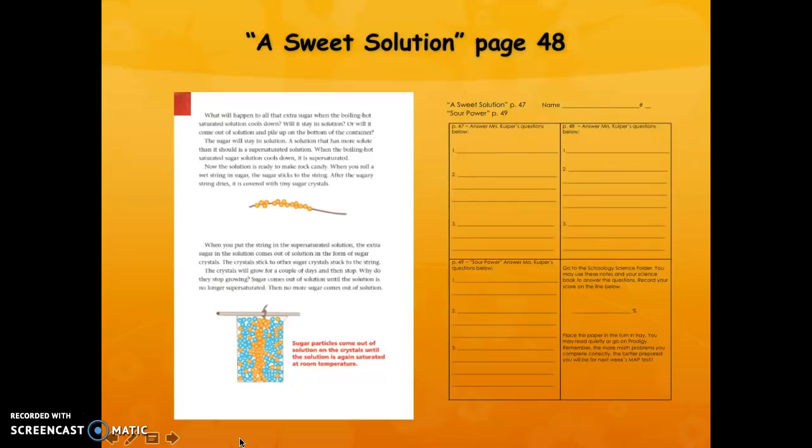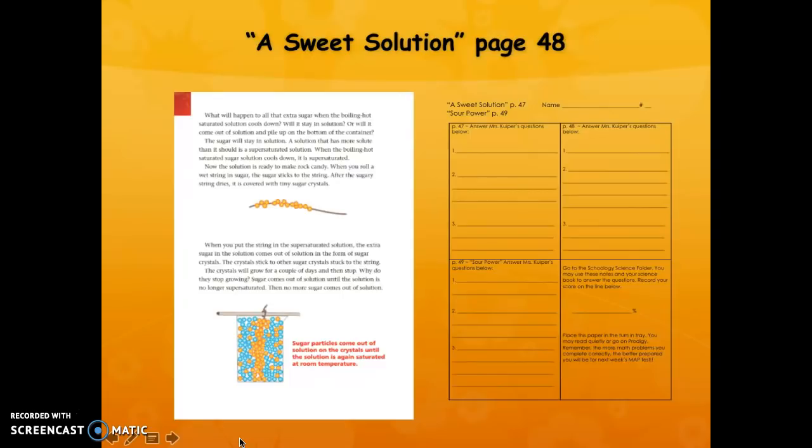All right, now look at the third paragraph. So now the solution is ready to make rock candy. When you roll a wet string in sugar, the sugar sticks to the string. After the sugary string dries, it's covered with tiny sugar crystals, and that's what you're seeing in the diagram in the middle of the page. So continue reading with me.